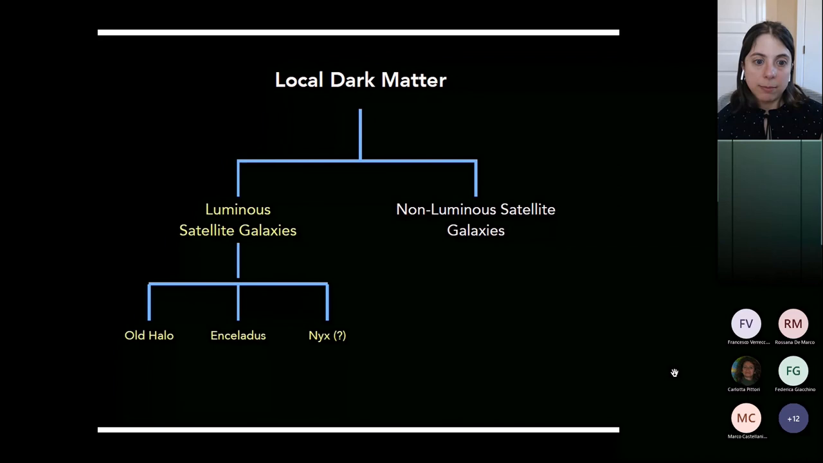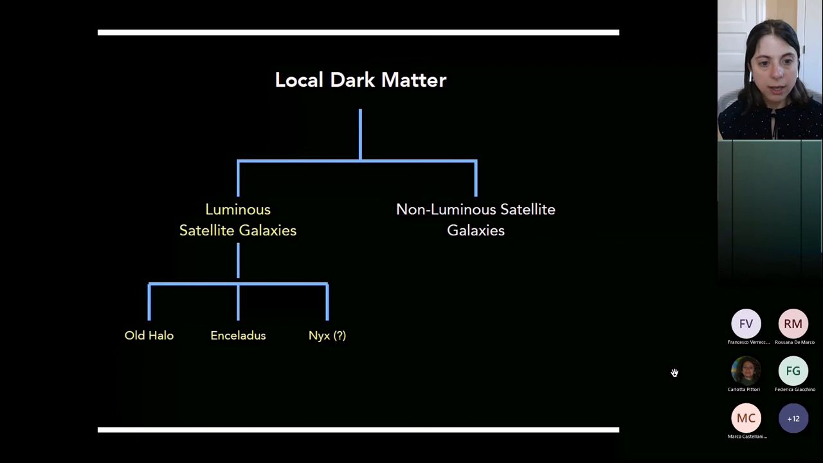So this is just meant to summarize where we're at now in understanding the contributions of the local dark matter coming from luminous satellite galaxies. From the Gaia data, we do see that there is a component of the dark matter in the sun that would have come from very old mergers, so galaxies that would have come into the Milky Way before redshift 3.